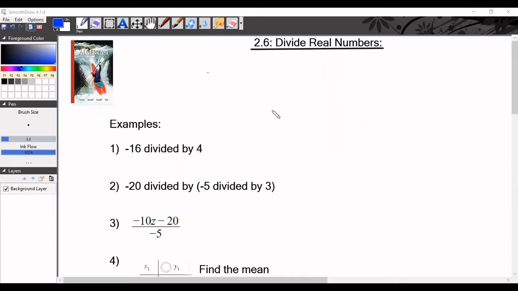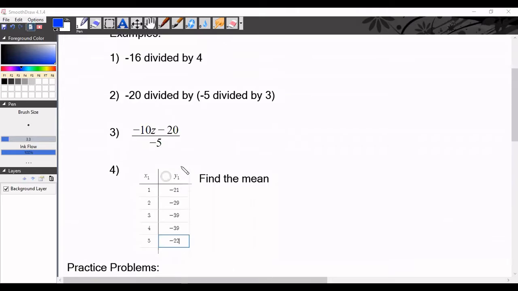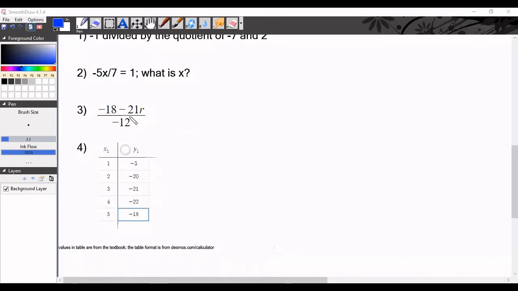Welcome to section 2.6, dividing real numbers. These examples and practice problems have come from the Algebra 1 textbook.